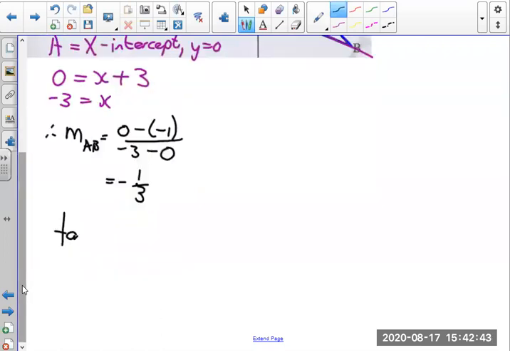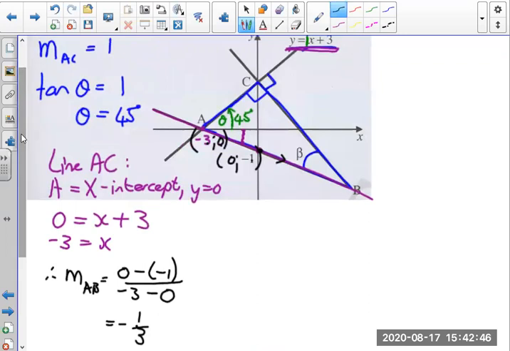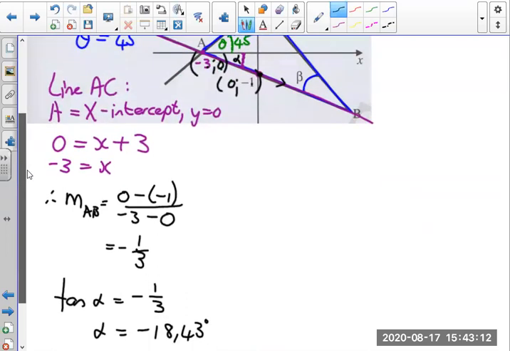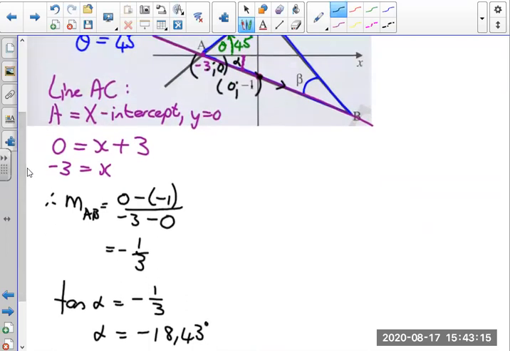Now if I say, let's make this angle alpha, tan of alpha is equal to minus 1 over 3. So alpha is shift tan of minus a third. If you say shift tan minus a third, you get minus 18,43 degrees. Now, can you remember what I said about that minus 18,43? It's the angle with the x-axis, the smallest angle. So that angle is minus 18,43.